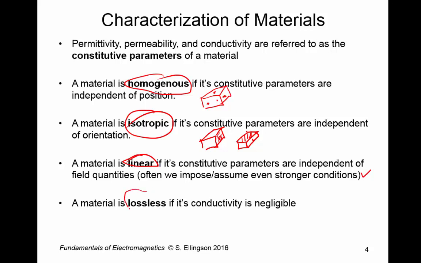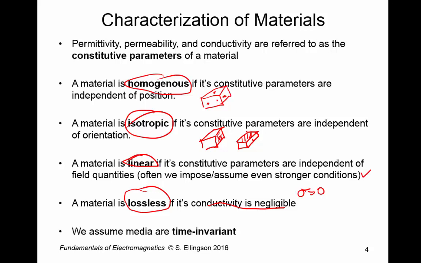A material is lossless if its conductivity is negligible. So, for example, free space has conductivity equal to 0. It is therefore lossless. As the conductivity becomes significant, we say the material is lossy. So the loss we're referring to here is the tendency of electromagnetic fields to be converted into current, specifically electric field to be converted into current.